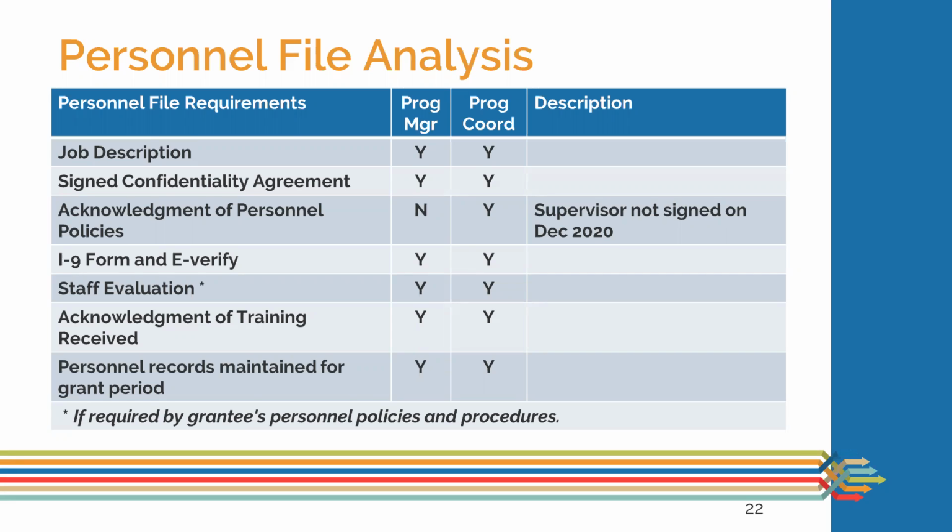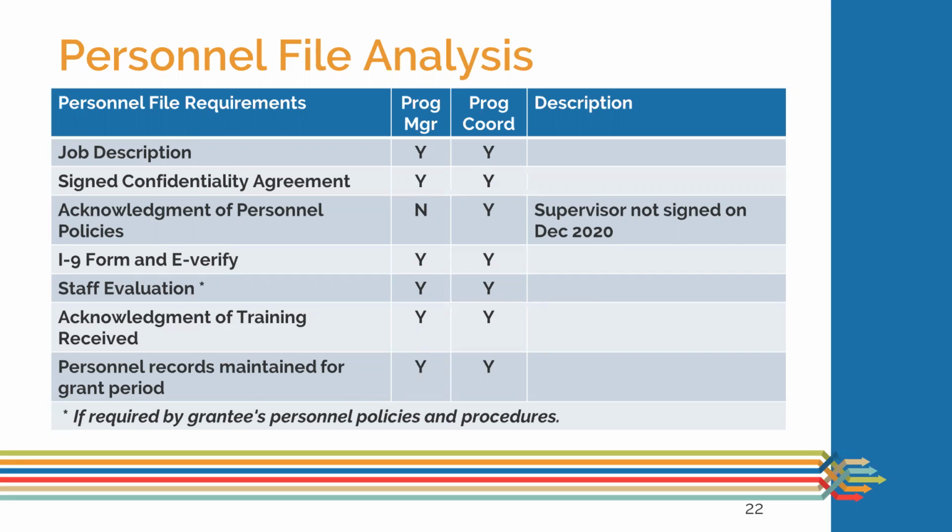They could be combined in one policy, or it could be split between personnel policies and financial policies in that situation. In this example, again, it's that the program manager didn't sign the acknowledgement of personnel policy, so that would be a finding in that situation. Now we get to the I-9 and the E-Verify.